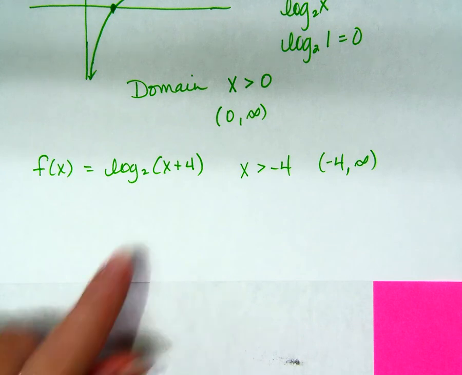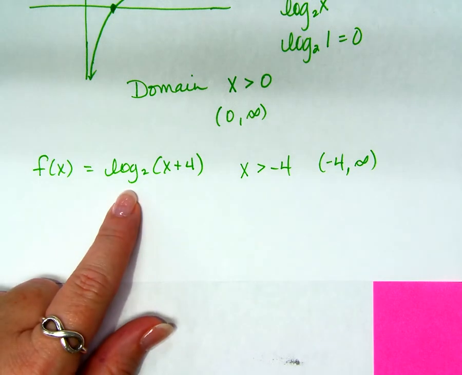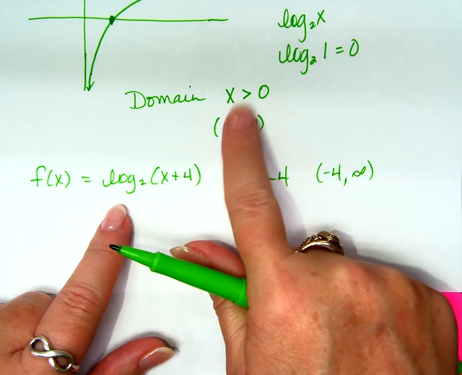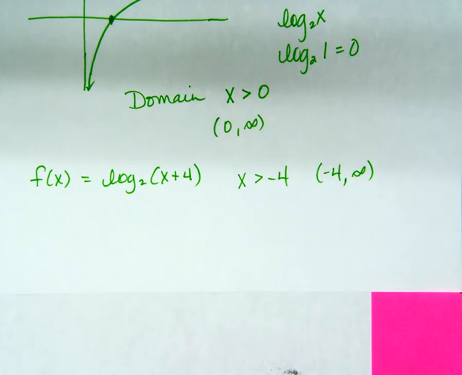Okay? Shifting it up or down, what does that do to the domain? Nothing compared to its parent, right? It's still greater than 0. Stretching or compressing it, what does that do to the domain? Nothing. Only horizontal shifts are going to change the domain, right? Okay, any questions about that?